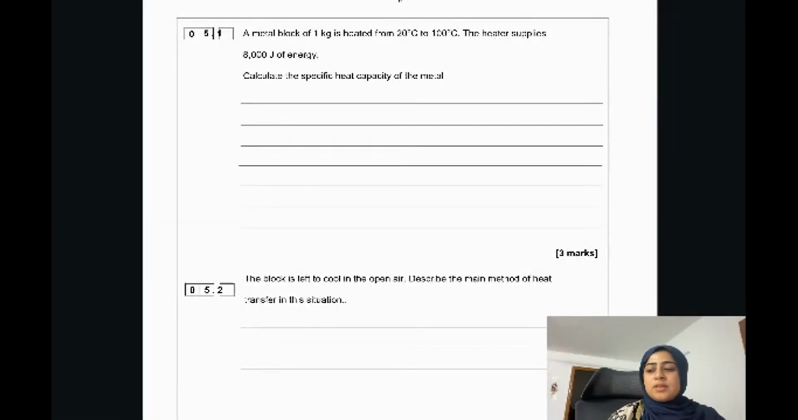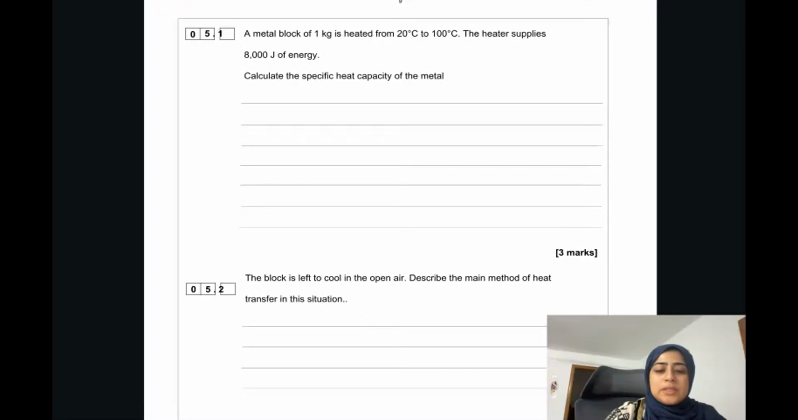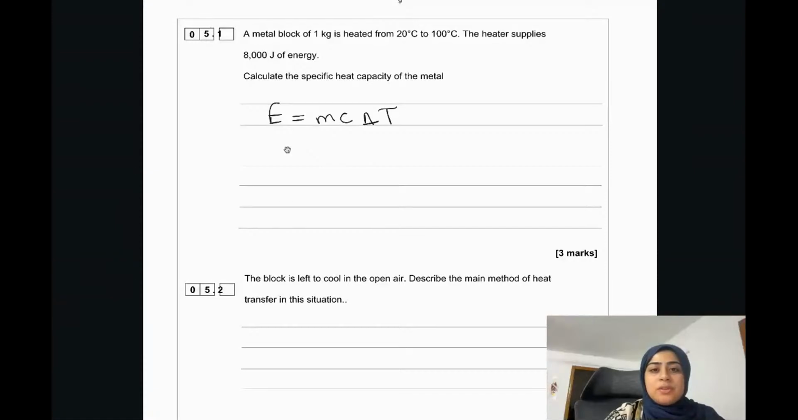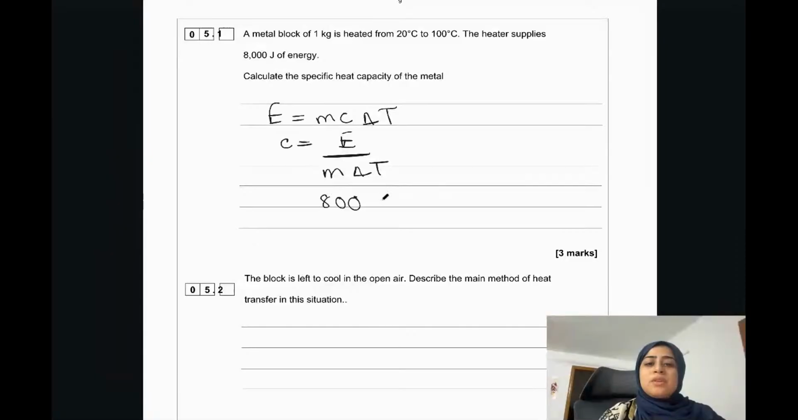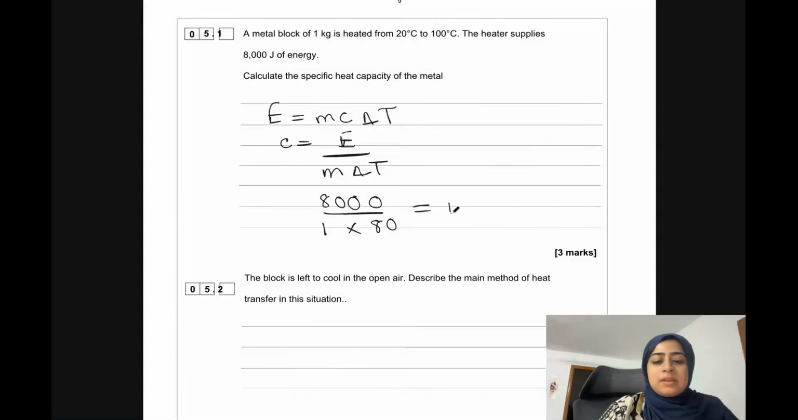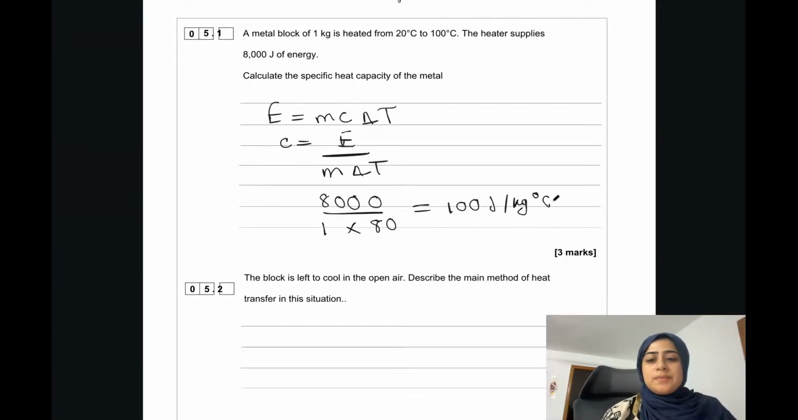Okay, so we know the formula for specific heat capacity is E equals mc delta T. This particular question, though, you have to rearrange, because you have to find c. So you have to do E, which is 8,000 joules, over m delta T, or delta theta. So it'd be 8,000 over 1 kg times 100 minus 20, because you want delta theta, that means the change in it. So that is just 100 joules per kilogram degree Celsius.